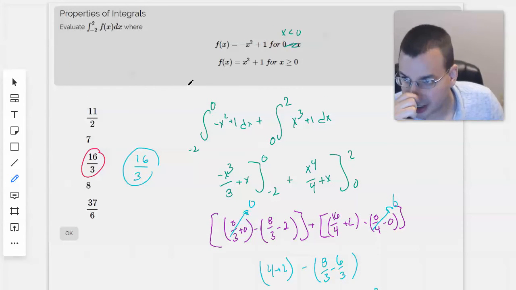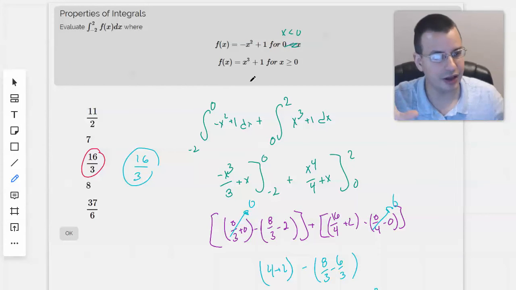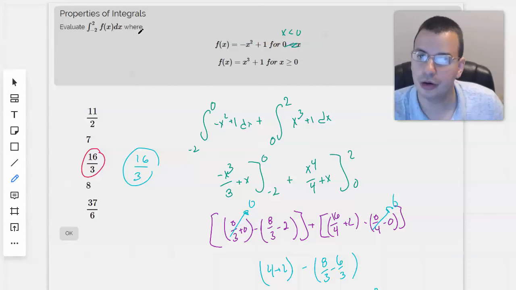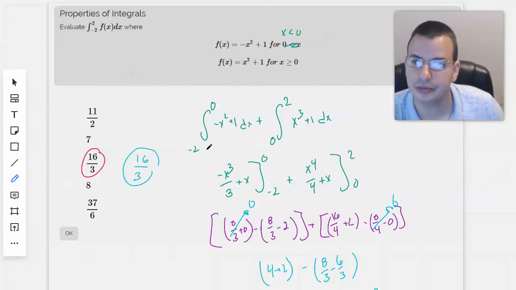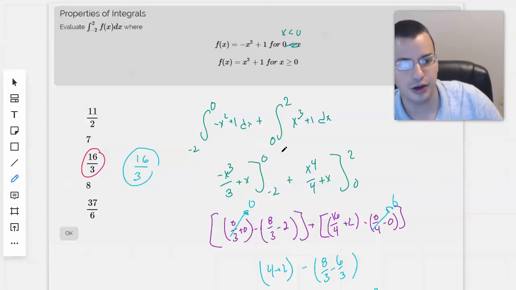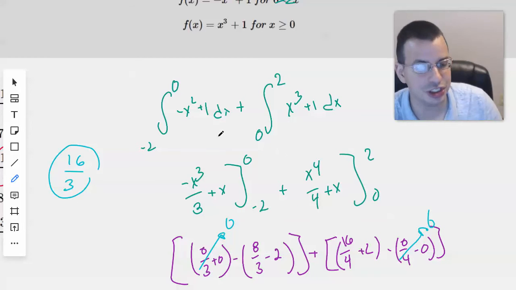Backtrack a little bit. The way I solved this integral, we had a different value of f of x depending on which region we were in. When we were less than 0, we had this equation. So I did negative 2 to 0 using the first equation, and then went from 0 to 2 of the second equation. And then we solved these just using the power rule.